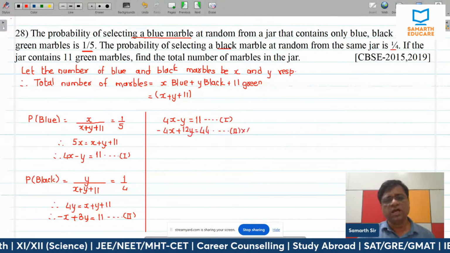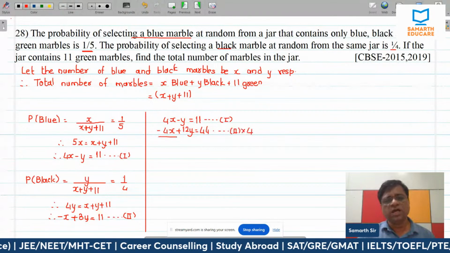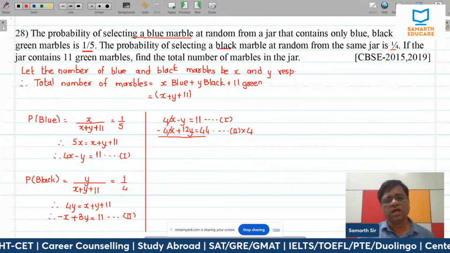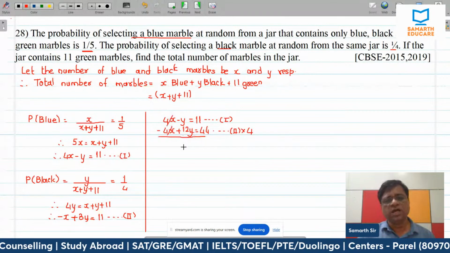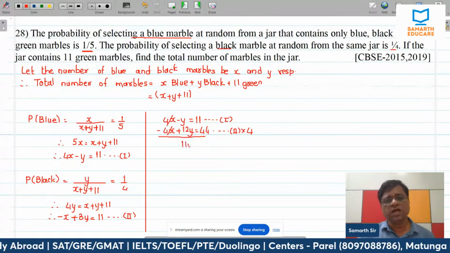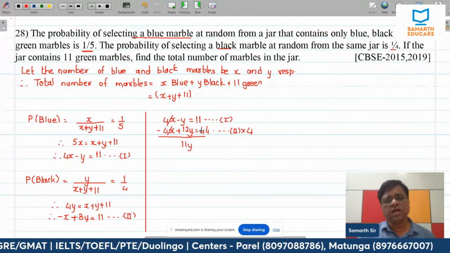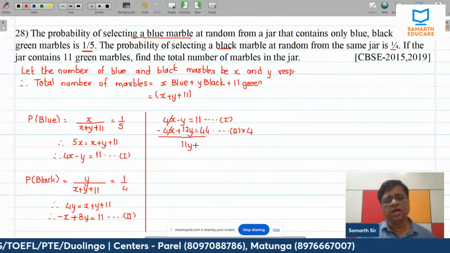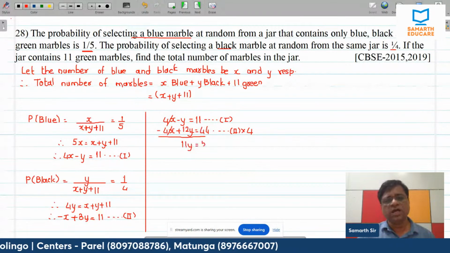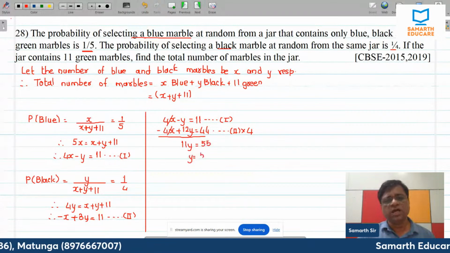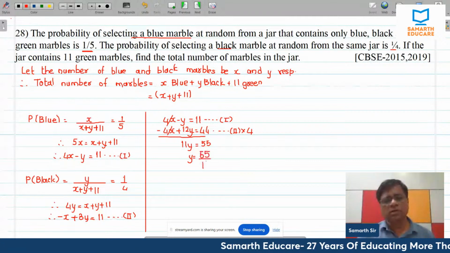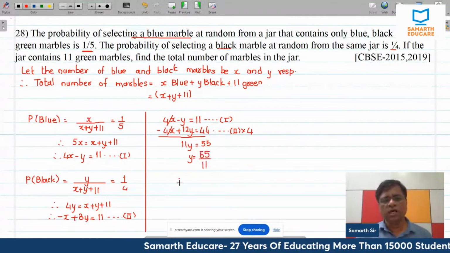And if I now add them, what will happen? 4x and minus 4x get cancelled. 12y minus y is 11y. And 44 plus 11 is 55. And now y is equal to 55 upon 11. So we have y value as 5.